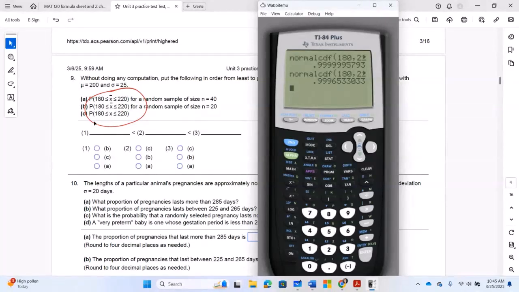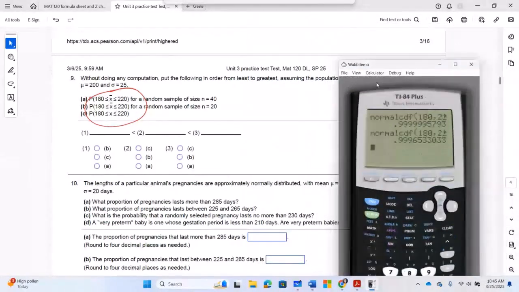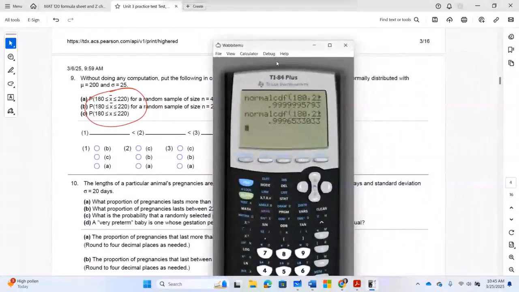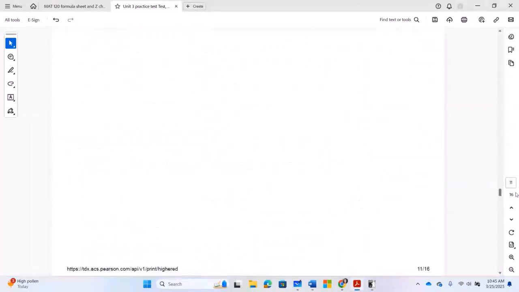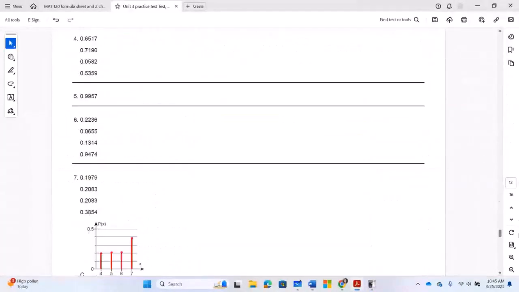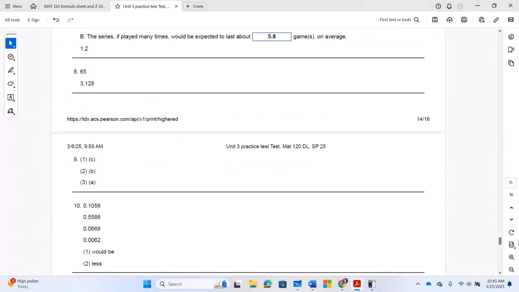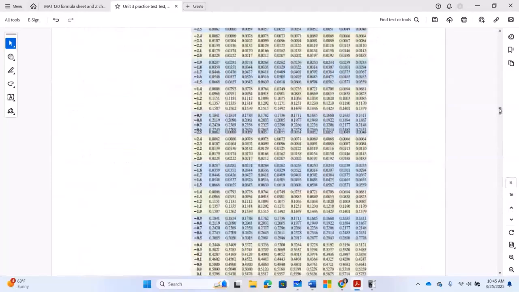The important thing is they want us to put them in order from the least to the greatest. Let's check what they did. Number 9. This is one of those questions that confuse people, but okay: C, B, D. So C is the least, followed by B and so on.